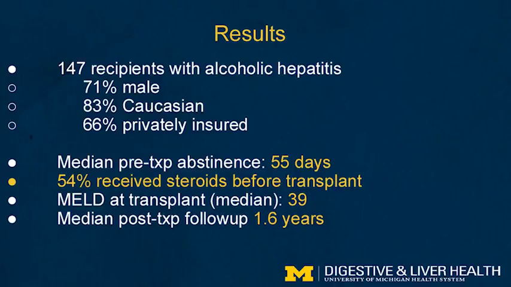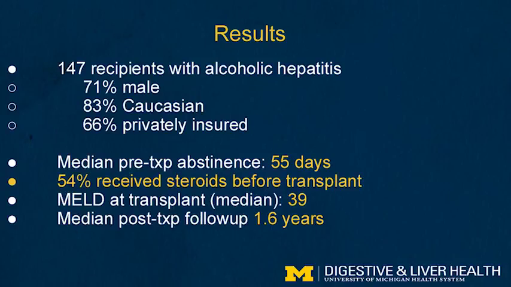And they had 147 recipients with ALCHEP, 147 over 12 centers over 10 years. So that gives you an idea of how rare it is for an ALCHEP patient to qualify for this. Most were male and white, 2/3 were privately insured, some of which may relate to some of the requirements for substance use that are attached to other forms of insurance. The median pre-transplant abstinence was 55 days, so much less than the typical 6 months that we often hear about.